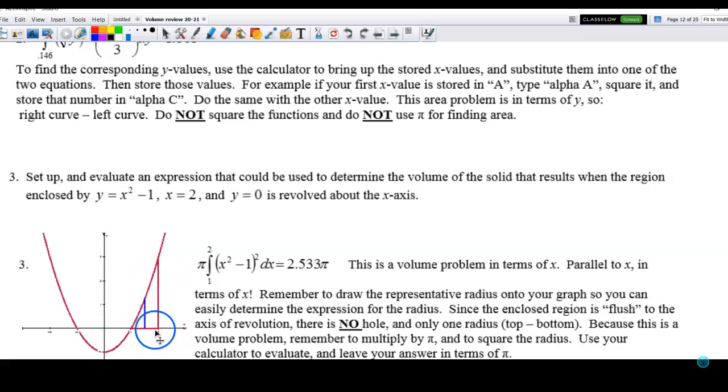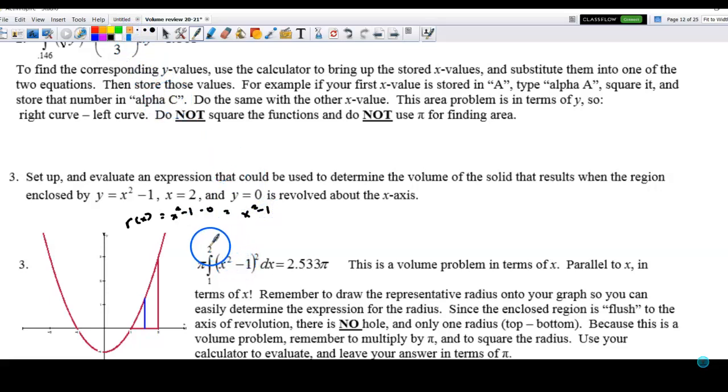We're going around the x-axis, so that region is totally flush to the x-axis, so there is no hole. Since we're revolving around the x-axis, we're in terms of x, so this blue segment right here is my radius. So to find little r of x, I guess I could use a pen. Little r of x, remember, is top minus bottom. So the top is x squared minus 1, touching the parabola, and the bottom is 0. So little r of x is x squared minus 1, which is what I have right here.